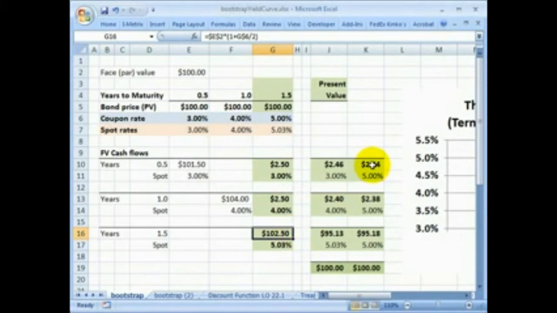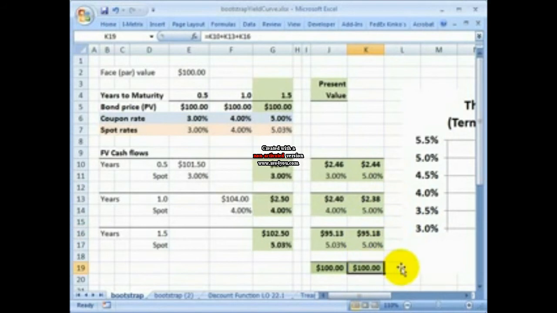Now, if we come over here and if we discount all three cash flows at that coupon rate or at that yield to maturity, then here's the present value of the first coupon. It's $2.44. That's because we took the $2.50, discounted at 5%. The second coupon, $2.50, discounted at 5% is $2.38. That third and final cash flow, discounted at 5%, is $95.18.